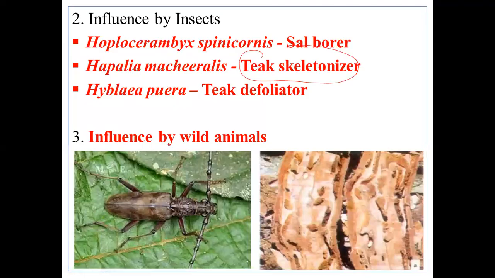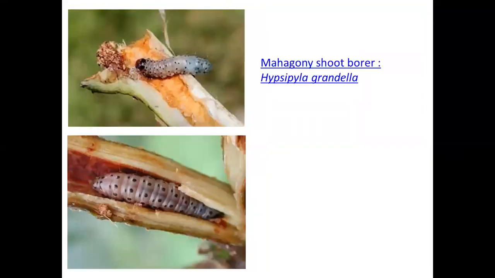So that is the influence of insects and everything. Apart from this, nowadays we are witnessing the mahogany shoot borer. Here in the picture you are seeing Hypsipyla grandella. This is the mahogany shoot borer.